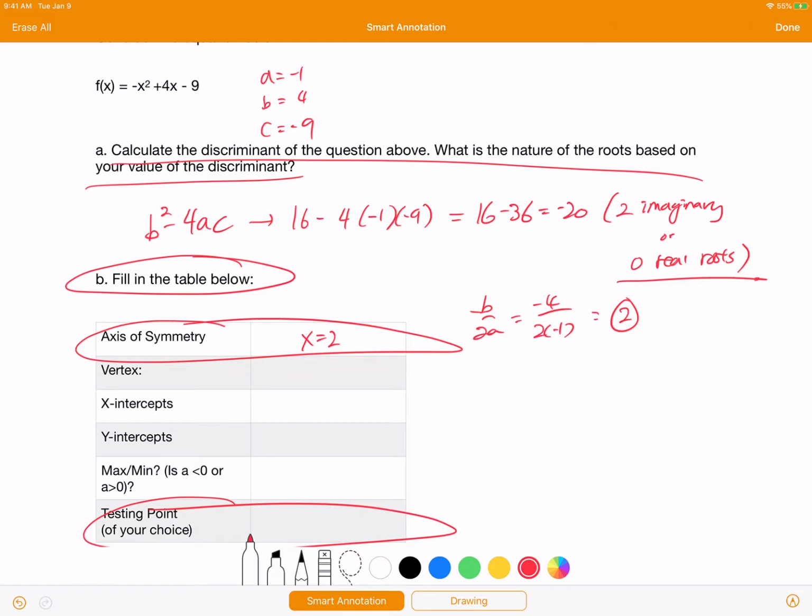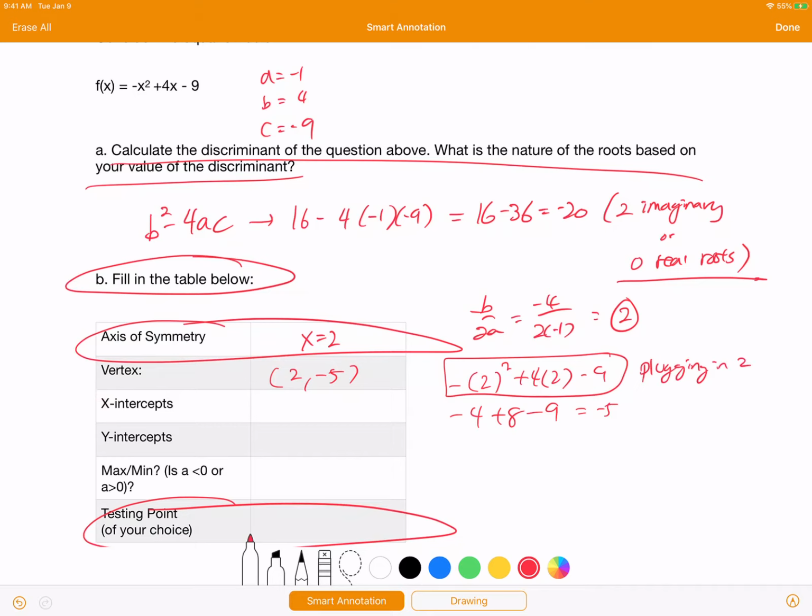And then now the vertex here would be when you plug in the 2, so negative 2 squared plus 4 times 2 minus 9, negative 4 plus 8 minus 9, this would give me negative 5, so my vertex would be 2 comma negative 5. If you're wondering what I just did here, you're plugging in the 2 into the equation up here so that I can end up getting the y value for that x value.